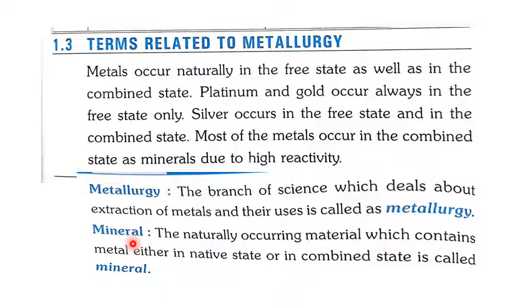Okay, what does mineral mean? The naturally occurring material which contains metal either in native state or in combined state is called mineral. That means whichever metal, like iron, is present in the earth. So we extract that iron from the earth, and that iron is called mineral. The naturally occurring material which contains metal either in native state or in combined state is called mineral.